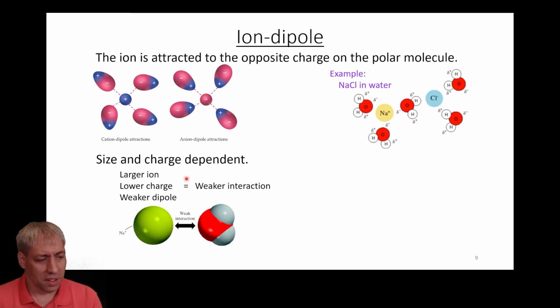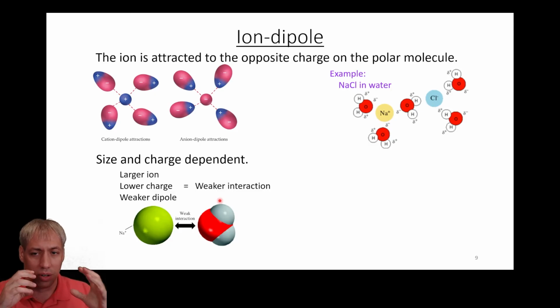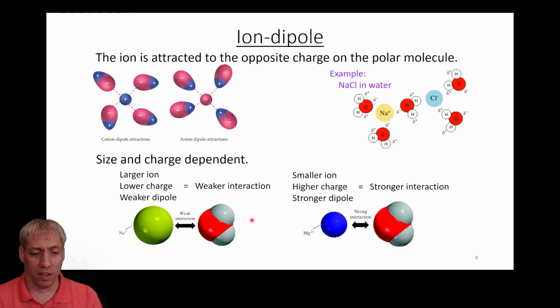And so, like I said earlier, the larger the ion, the lower the charge, the weaker the dipole, the weaker the interaction. And so you can think about this as simple electrostatics, right? The more positive and negative something is, the more attracted they're going to be. Anything that weakens that charge or weakens the proximity is going to weaken that interaction. And so larger ions, they have more space between them. They're going to have a weaker bond. Lower charge, similarly, it's not going to be as electrostatically attracted. Weaker dipole moment on the polar molecule is going to have a weaker interaction.